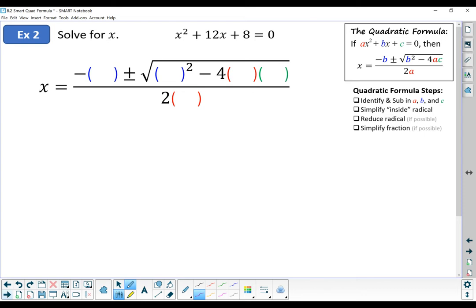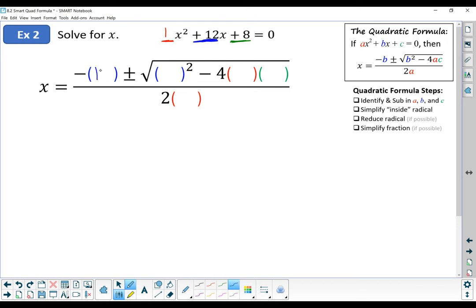Okay, let's try it again. We've got x squared plus 12x plus 8. So our a value is 1. Our b value is 12, and it's a positive 12. And our c value is a positive 8. So we've got a bunch of positive ones this time.